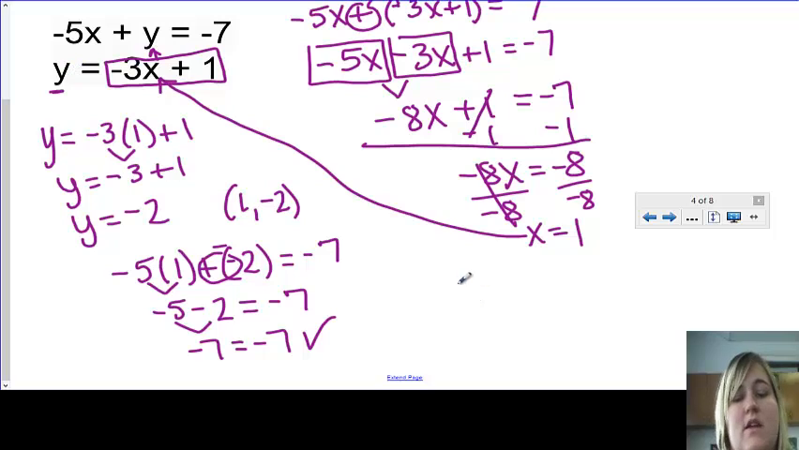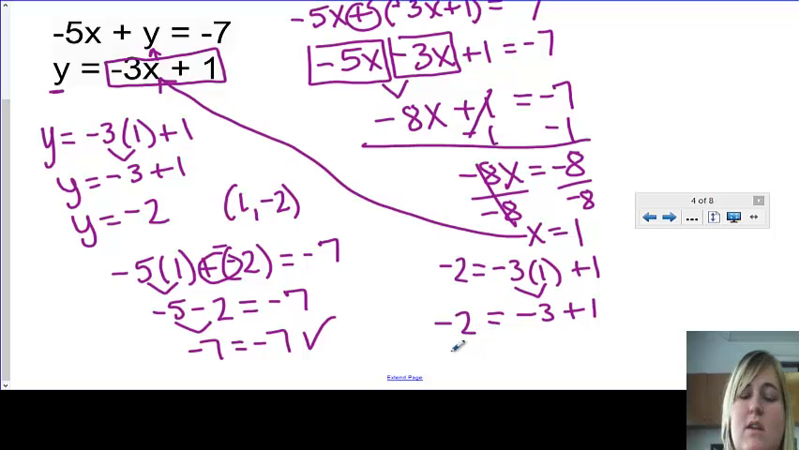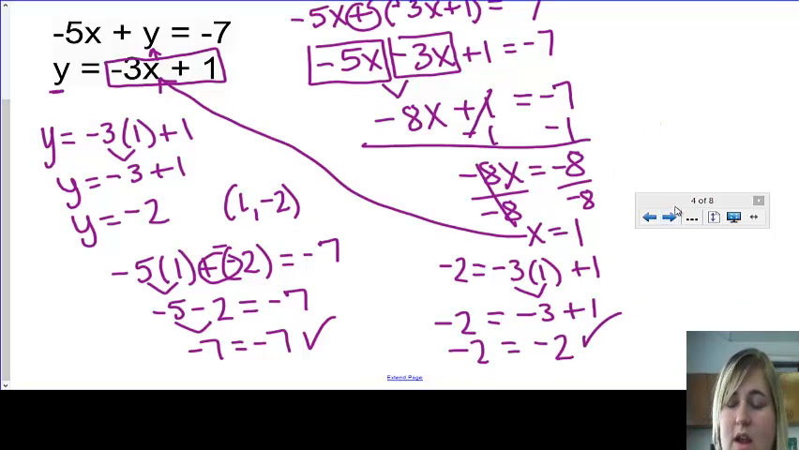Same thing here. Instead of y, I'm going to plug in my negative 2. That has to be equal to negative 3. Instead of x, I'll put 1 plus 1. This gives me a negative 3 plus 1, which we say has to be equal to negative 2. Negative 2 is equal to negative 3 plus 1, which is negative 2. That one also checks, so it works. We have the correct solution.